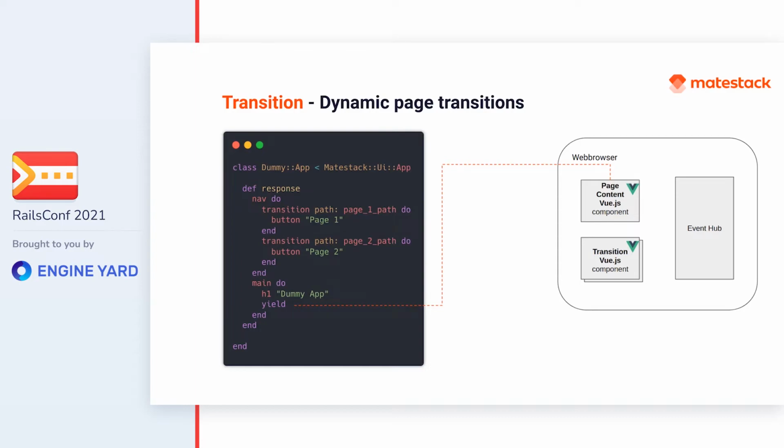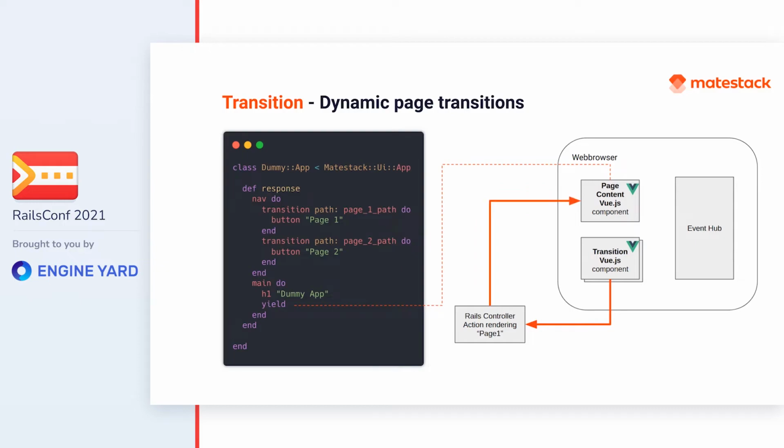On initial request, the requested page and its app will be rendered together and shipped to the web browser. Vue.js then automatically mounts a page content Vue.js component on the spot where we told the app to yield pages. When we click on the transition Vue.js component, the transition will trigger a background HTTP GET request towards the desired Rails controller action, which will only respond with the HTML string generated from the response of the desired MateStack page.